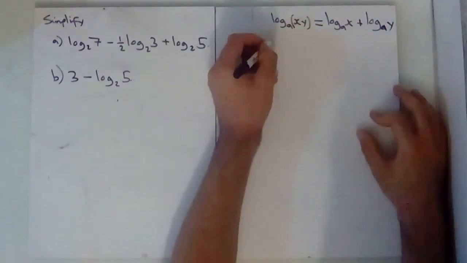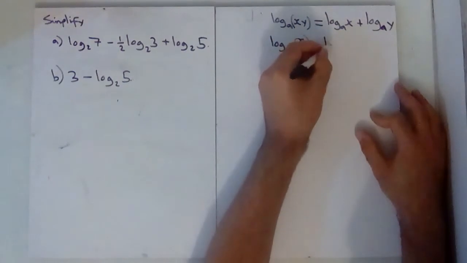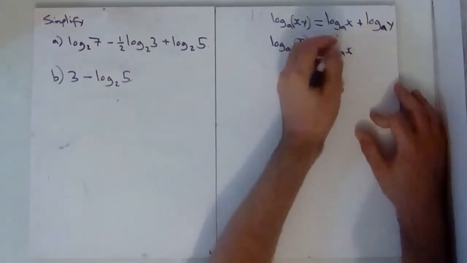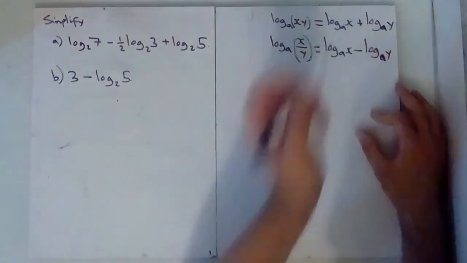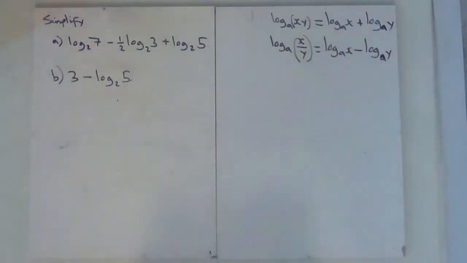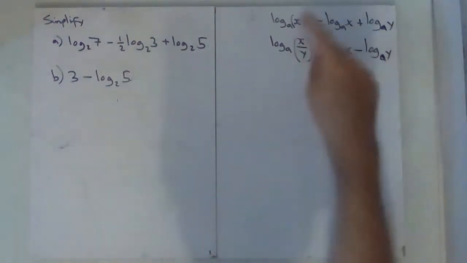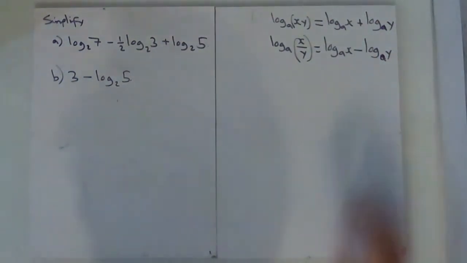Second law is just the opposite for division really, so log base a of x over y equals log base a of x minus log base a of y. Note that it needs to be that way around. It's x over y and it's log base a of x minus log base a of y. If it was y over x, then it would be log base a of y minus log base a of x. Unlike multiplication and addition, with subtraction and division the order that you do it in really does make a difference.